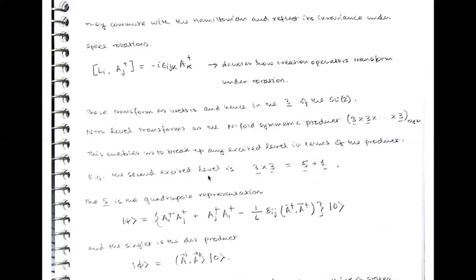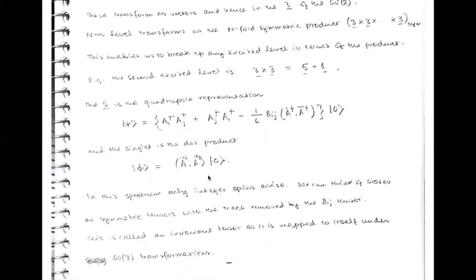So if you look at the 5, this is actually the quadrupole representation, if you will. So this is going to be A_i dagger A_j dagger plus A_j dagger A_i dagger, where we have subtracted out the trace, and the singlet is going to be just the dot product. Okay. So in this way, you can build up all sorts of higher dimensional things, at any level n.